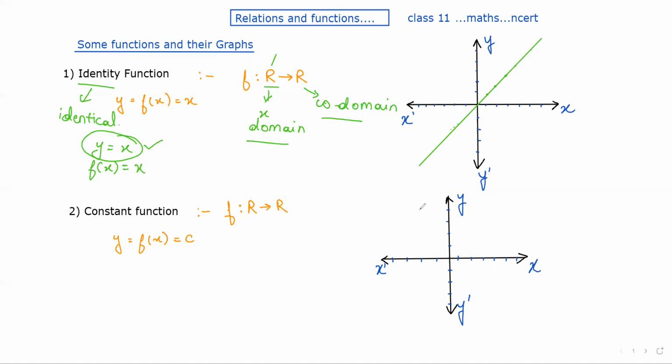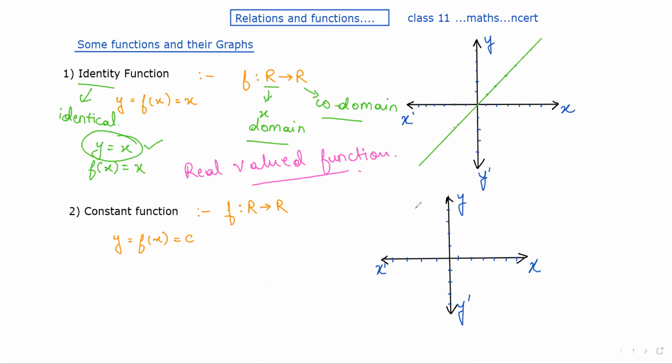Now the function from R to R means both are real. It means your domain and codomain both are real. This type of function is also called a real valued function. For simplicity, we'll consider every function over here as real valued.